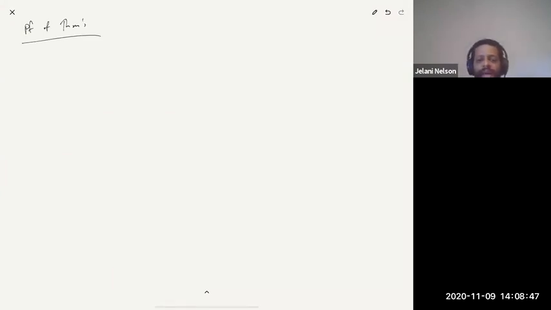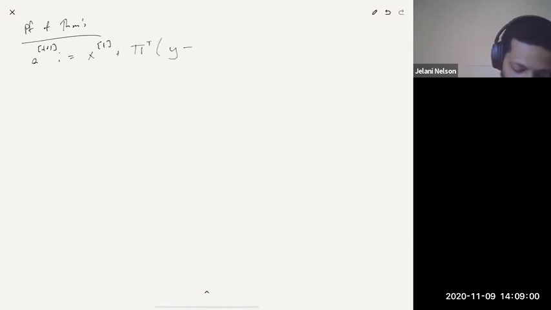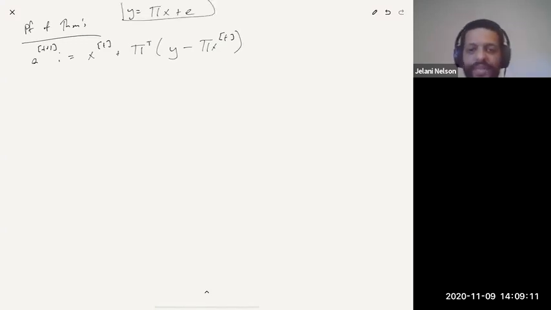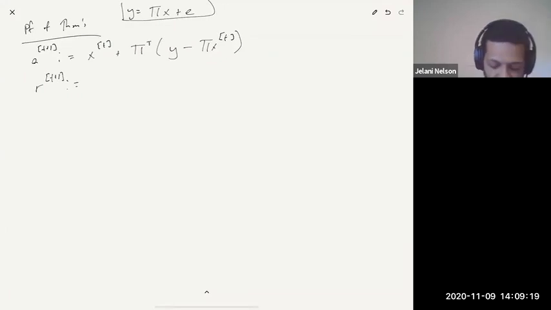Okay, so as I defined it, x_{t+1} is just defined to be x_t plus pi transpose (y minus pi x_t), where, if I remember right, y is equal to pi x plus some post-measurement noise. That's the definition of y. And let me also define r_{t+1}, the residual, to be x minus x_{t+1}.